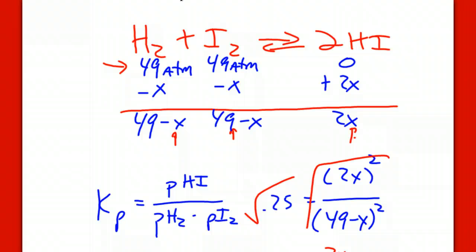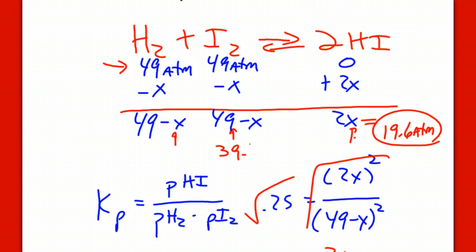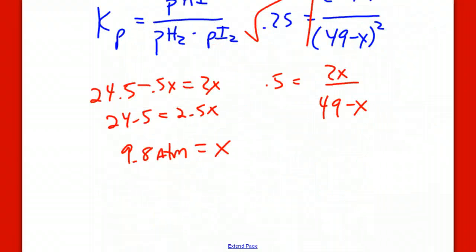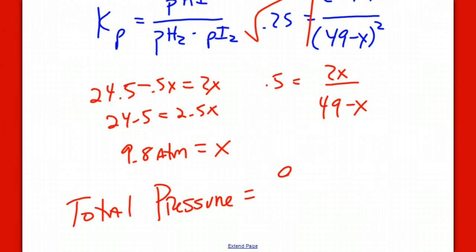So if I have 2x, 2x is going to equal 19.6 atmospheres. That's going to be my pressure of HI. Okay, 49 minus x is going to give me 39.2 atmospheres here and 39.2 atmospheres here. So my answer is going to be 98 atmospheres. So my total pressure is 98 atmospheres.